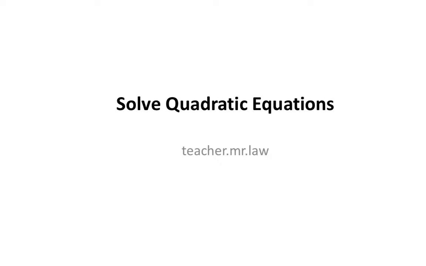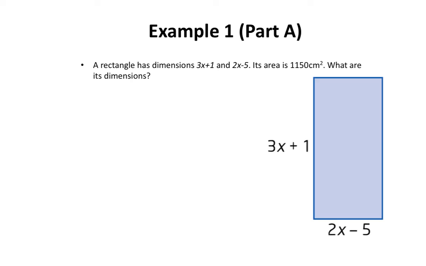In today's lesson, we'll be expanding upon what we learned in our previous lesson, which was about solving quadratic equations. In our first example, we're given a rectangle which has dimensions 3x plus 1 and 2x minus 5. Its area is 1,150 square centimeters.